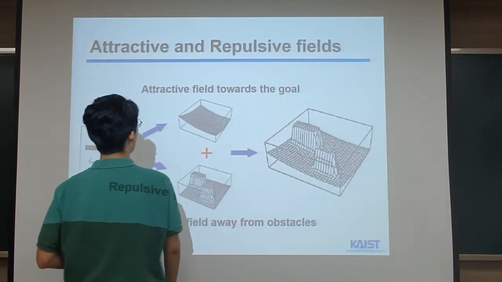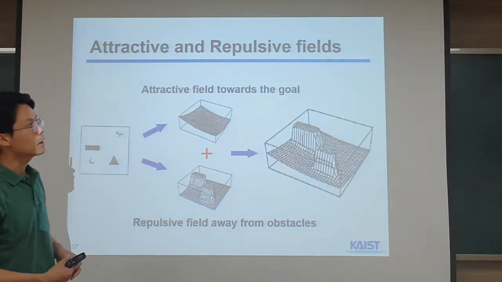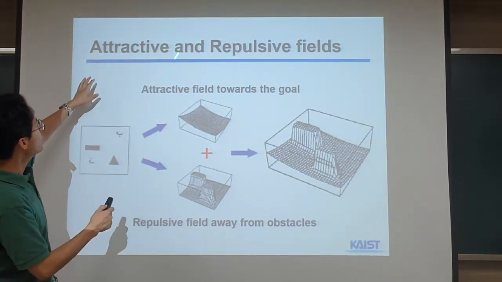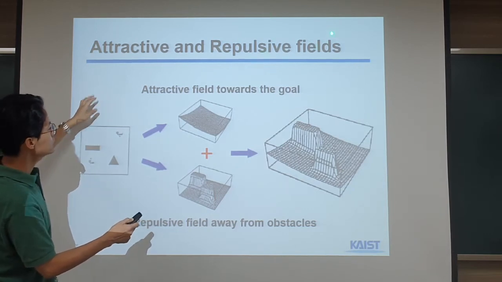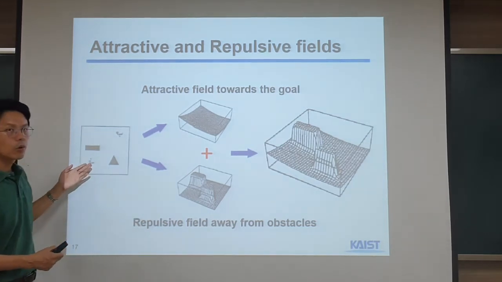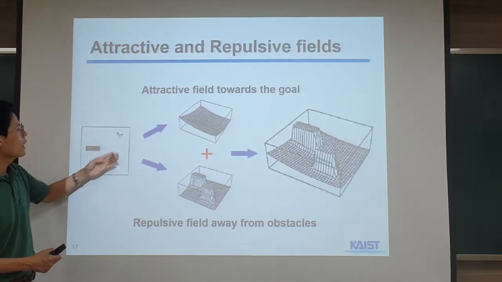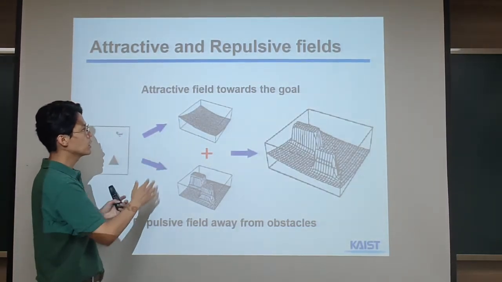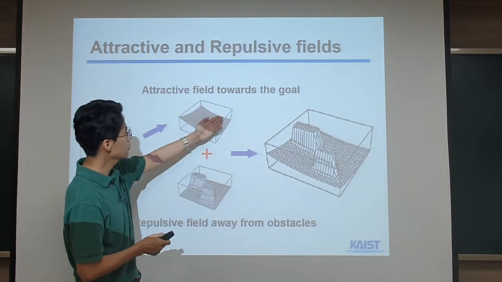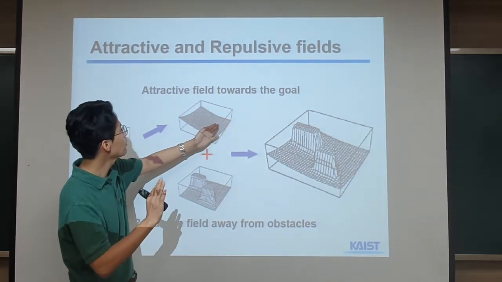So let's look at how we can compute this potential field. There are two different fields. One is the attractive, the other one is the repulsive field. Here, our goal is to reach the goal while avoiding this obstacle, right? The attractive field guides the robot from the start to the goal, so we need to attract the robot to the goal, right?